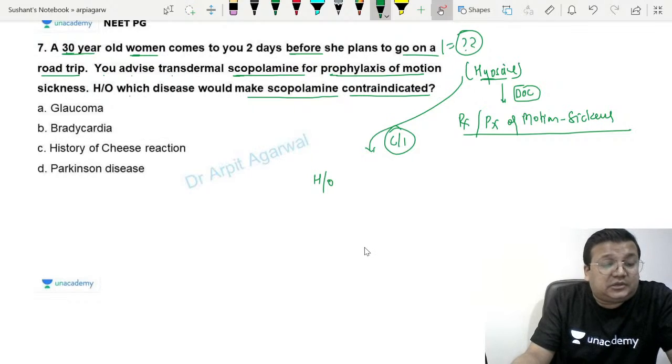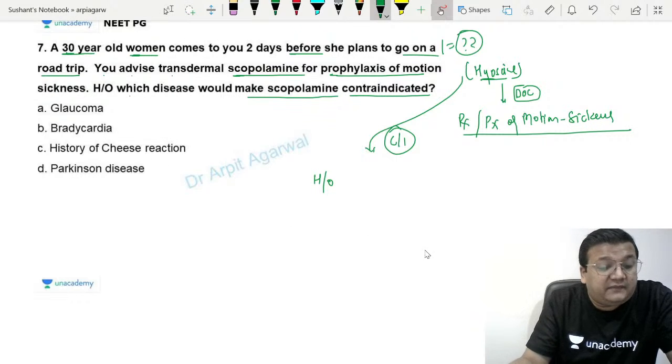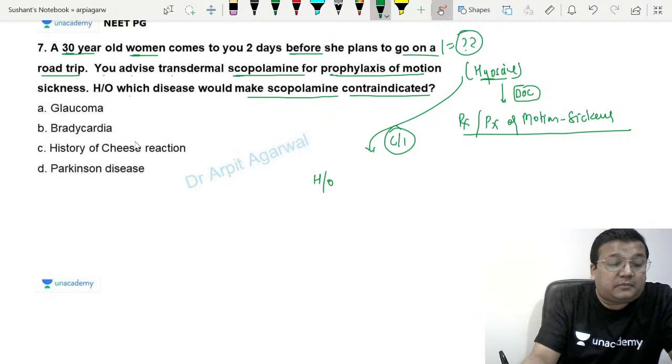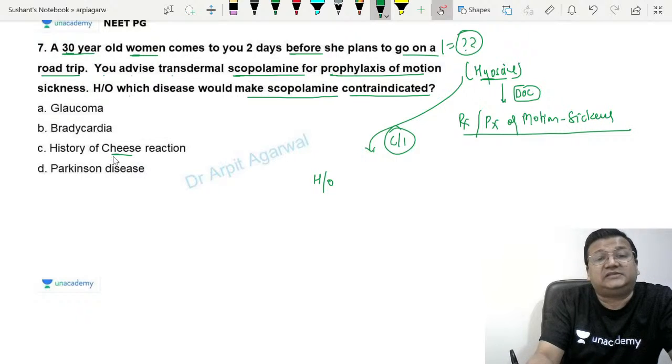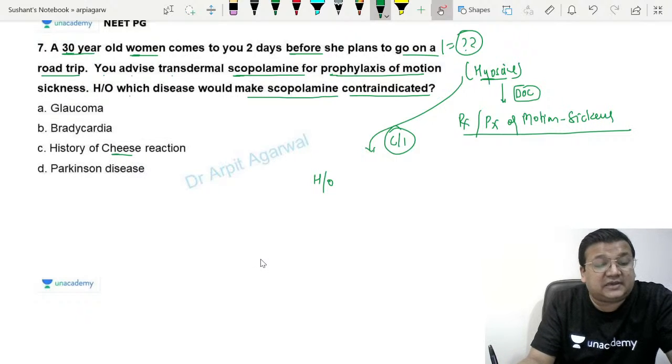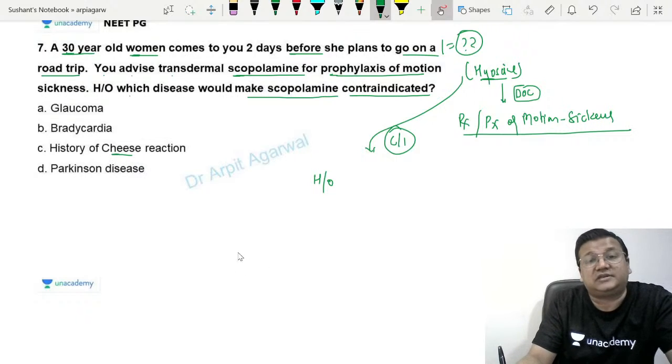Karthik is the new addition to our viewers. Welcome, Karthik. And Karthik says A, glaucoma. Anyway, Simran also says A. Prabhakar also says A. Pankaj says C, cheese reaction. Anybody who agrees with cheese reaction, or anybody who has other option? SN also says glaucoma.